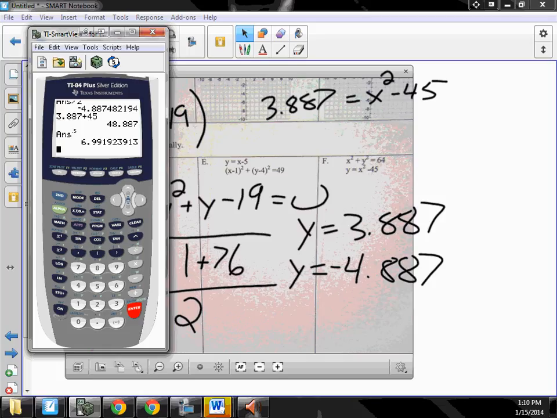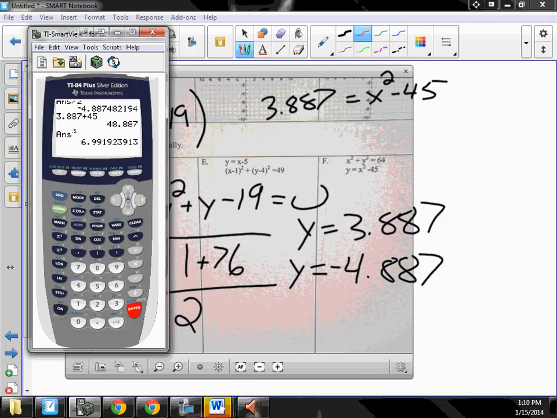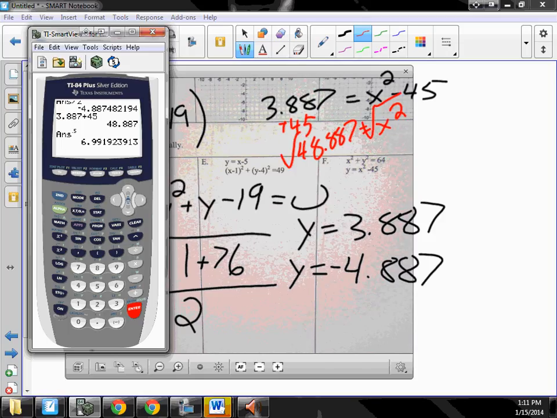And I'm willing to bet if we would have written out all those decimals, the answer would have been 7, exactly. So I add 45, and I get 48.887 equals x squared. And I square root, and my answer is plus or minus 7. So that's 2 answers. 7 comma 3.887.